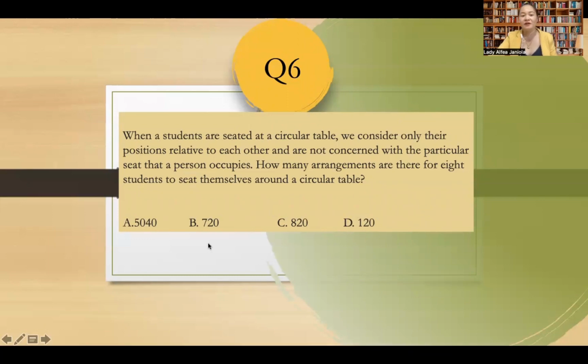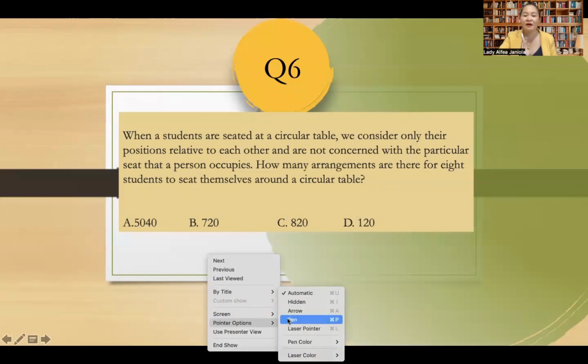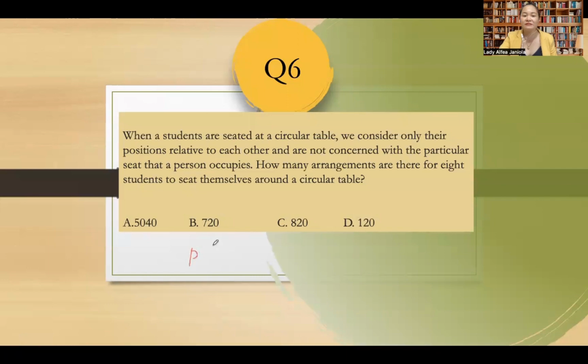So we have a circular permutation. In a circular permutation, the formula is (n minus 1) factorial. N minus 1 factorial always. So there are 8, so 8 minus 1 is 7. So 7 factorial. What is 7 factorial? So the answer is 5,040. So letter A.